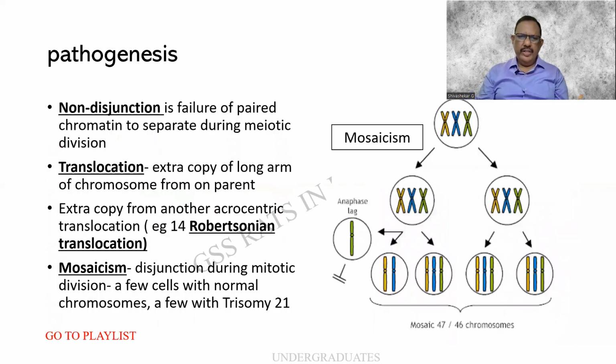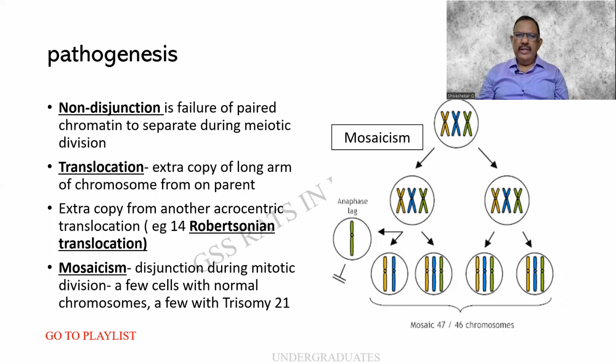Now, what is the pathogenesis? Why do you get 3 chromosomes in 21? It can be because of non-disjunction. At one stage, there is a failure of separation, and the unseparated pair joins a separated chromosome, as a result of which 2 plus 1, you get 3. Translocation: from another chromosome, part of the long arm is shifted onto 21. Therefore, you get 3.